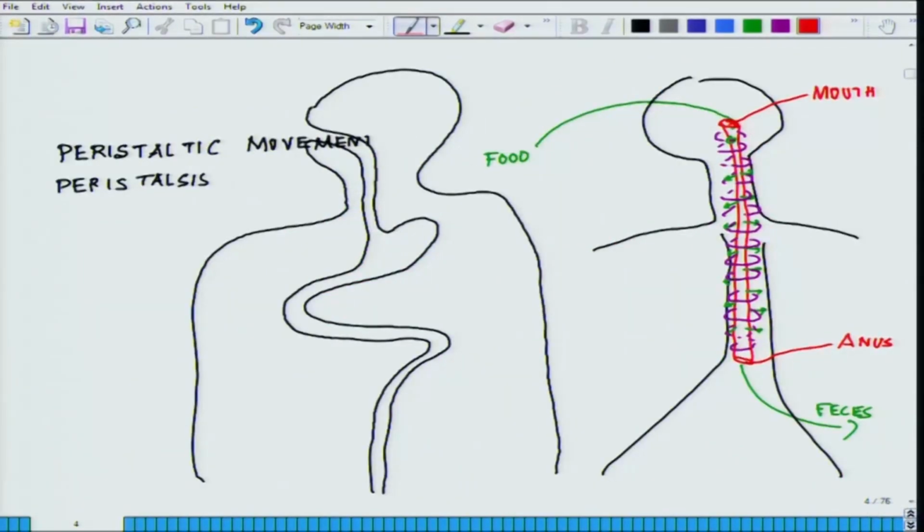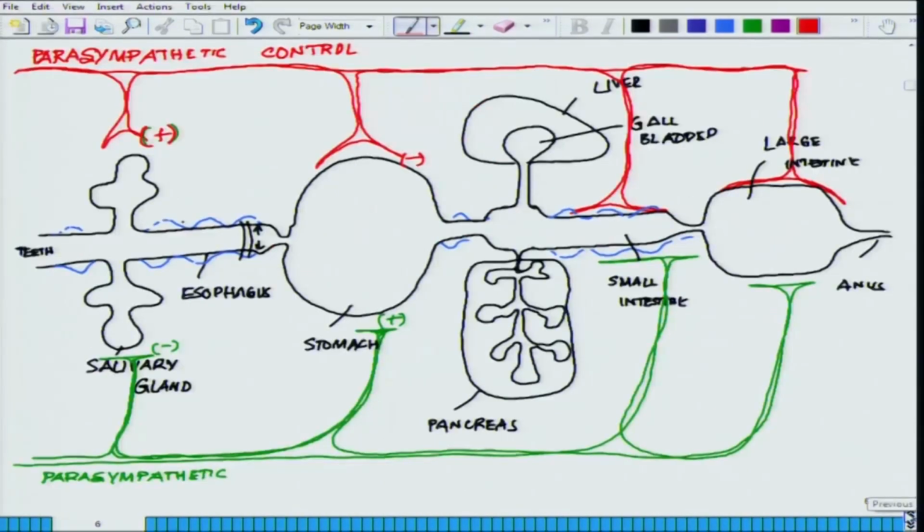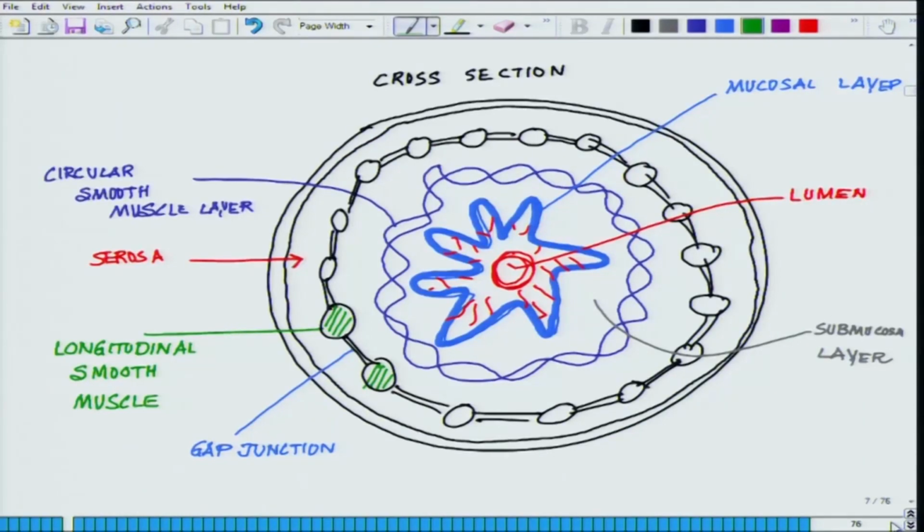Then we talked about, to give you a feel, how the vasculature, the blood vessels, which are all along, function, and it is an open ended tube. It is open here and it opens at the end at the anus. So, it is the open tube through which the food passes and gets absorbed. Then we talked about the peristaltic movement, how the food is moving through. Then we talked about the parasympathetic and the sympathetic control, and then the cross sectional view of the GI tract itself.